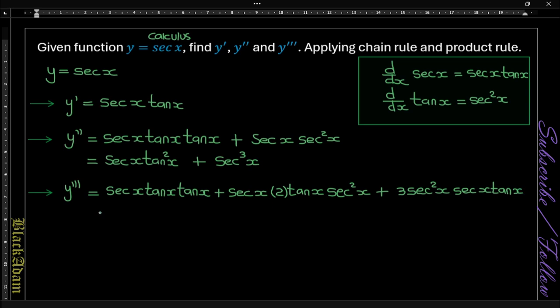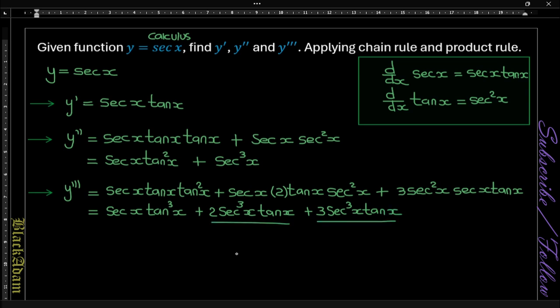Okay, and then remember that we have power tan squared x there, we keep it as it is, tan squared x, so we have sec x tan cubed x, and then we have 2 sec cubed x tan x, and then on that side we have 3 sec cubed x multiplied by tan x, and then we simplify that further, so we add them together like terms.